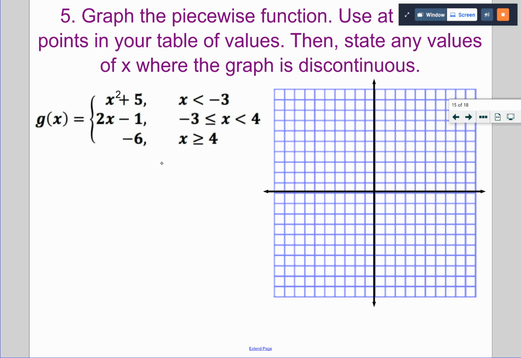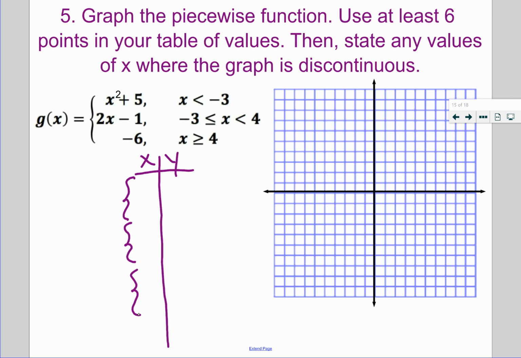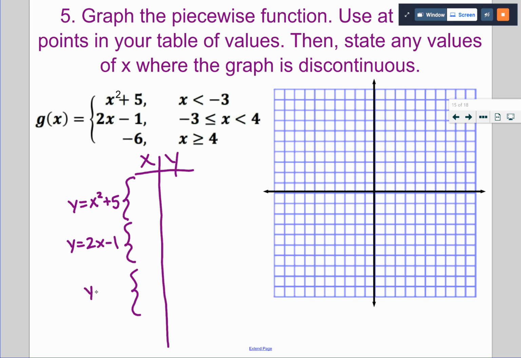All right, so let's make our table. I have 3 pieces of my piecewise function, and each piece should have 2, maybe even 3 points, so you can get a nice, decent picture of what that piece is going to look like. My first piece is y equals x squared plus 5, y equals 2x minus 1, and y equals negative 6.